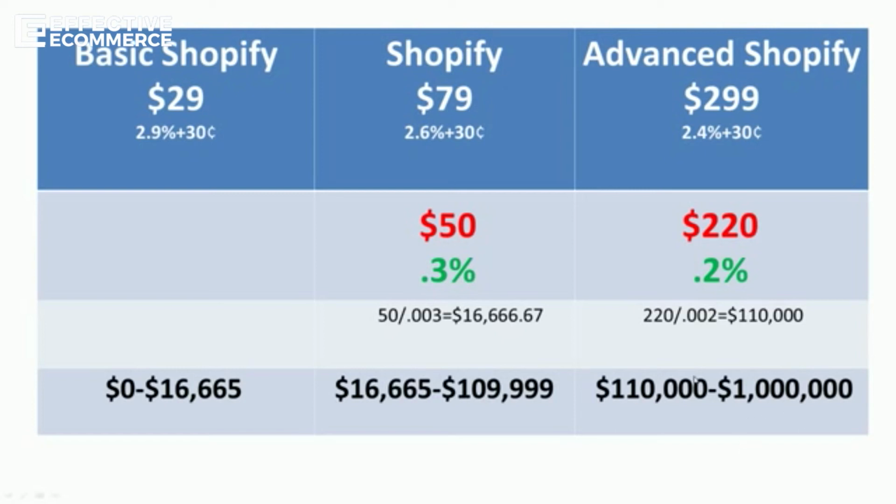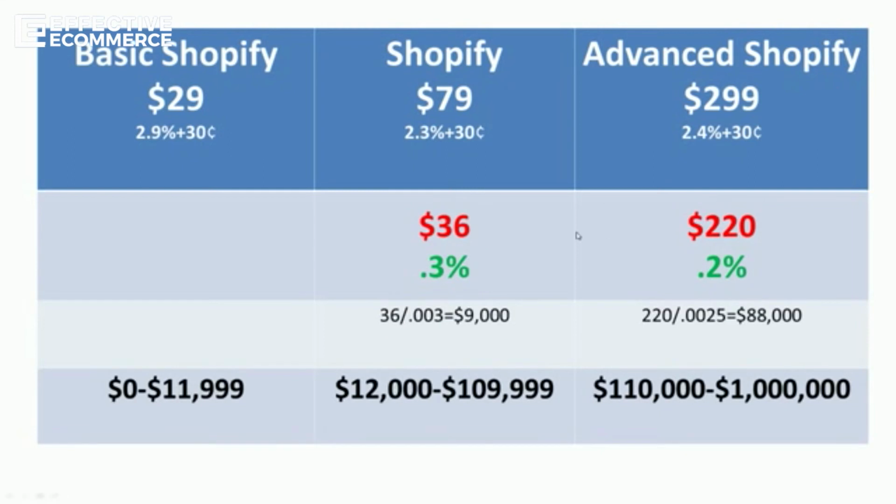Like I said, the abandoned cart does have some value, and since it costs about $14, we would change these numbers. So the difference between basic Shopify plus the $14 abandoned cart and Shopify is $36. So if you do want abandoned cart, which I highly recommend, then basically if you make $0 to $12,000, you should be in basic Shopify. If you make $12,000 to $110,000, you should be in Shopify, and over $110,000, you should be in advanced Shopify. So that's the very basic plan.